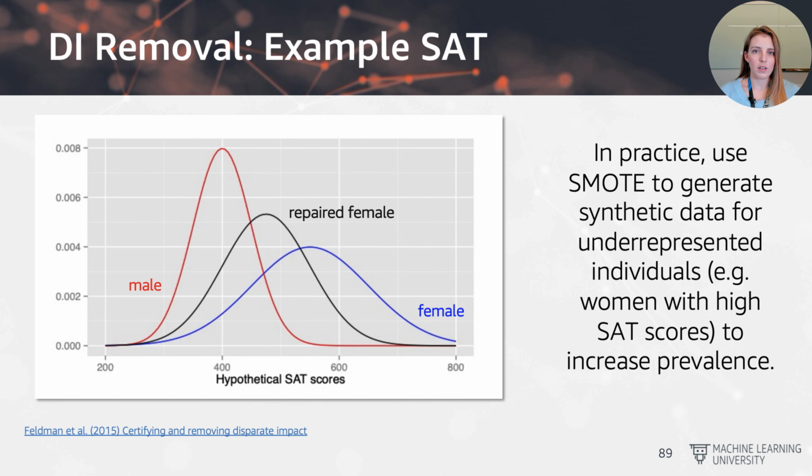The previous slide was a quite artificial example with only very few data points, but if we were to simulate this on a wider, hypothetical range of SAT scores, we can see here on the left-hand side the original male curve, and then on the right-hand side in blue the female curve, and then in the center we get the repaired female. How would we achieve this in practice? Well, in practice we would use SMOTE to generate synthetic data for the underrepresented individuals to increase the prevalence of those data points.